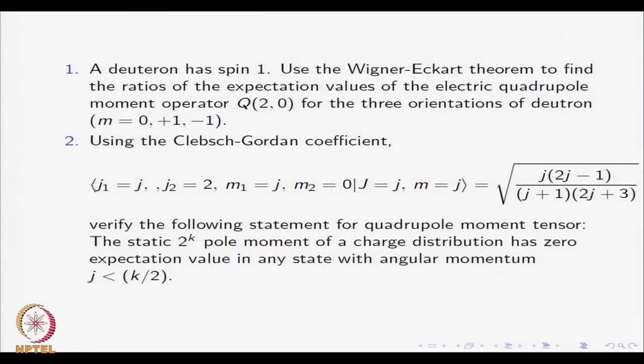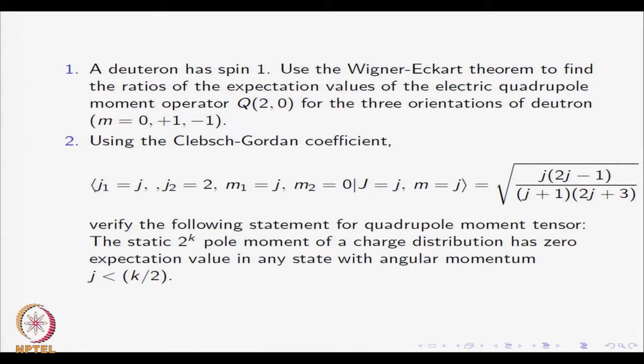So, the Wigner-Eckart theorem relates the irreducible and reducible representations, which you might have seen in the lectures. So, let us go with the first problem, which is the famous Deuteron problem. The Deuteron has spin 1; use the Wigner-Eckart theorem to find the ratio of the expectation value of the electrical quadrupole moment operator Q 2, 0 for the 3 orientations of the Deuteron.